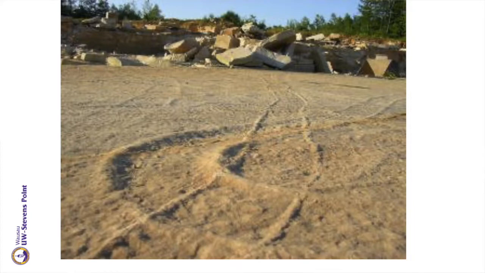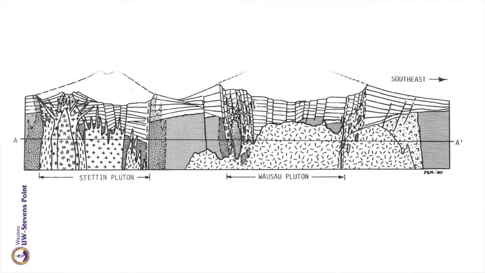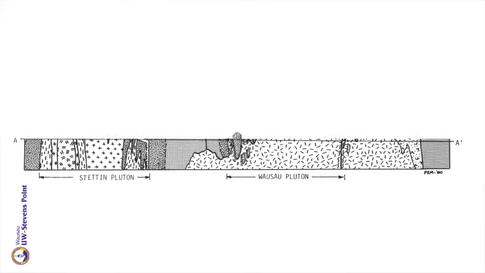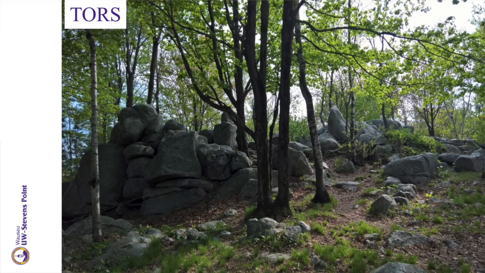So just remember though, the age of the rock is not the age of the mountain. Okay? And Rib Mountain is being eroded as we speak, but so is the rest of the landscape. So these have survived though because Rib Mountain wasn't glaciated, not the top anyway.